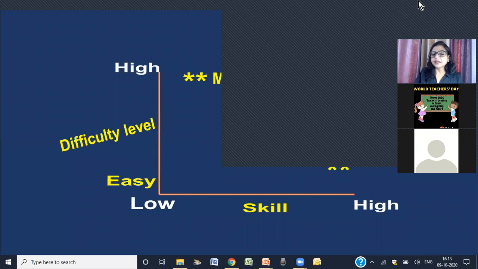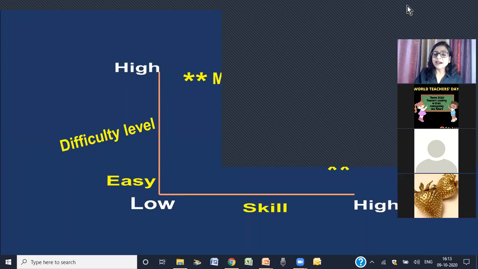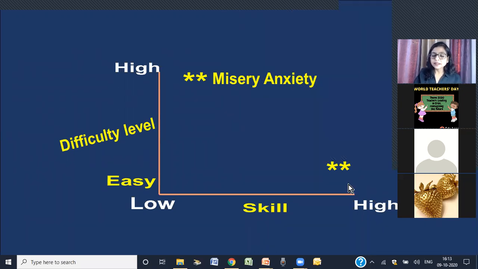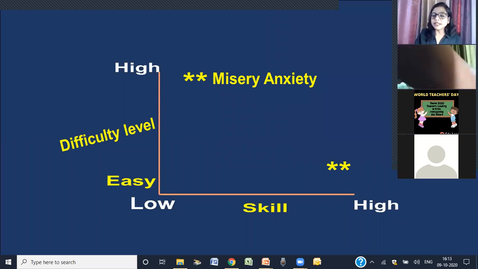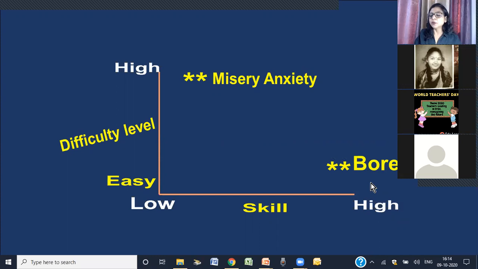So what do you think will be the top feeling in this child? There are children who are sitting inside the class, those who have high ability, but the task given to them is of low difficulty level. What do they feel? They will also lose interest. Yes, sure. They will lose interest. They need some challenging task. Some challenging task has to be given to them. Correct. So they will lose interest, and you will find that largely they will be stuck with boredom.